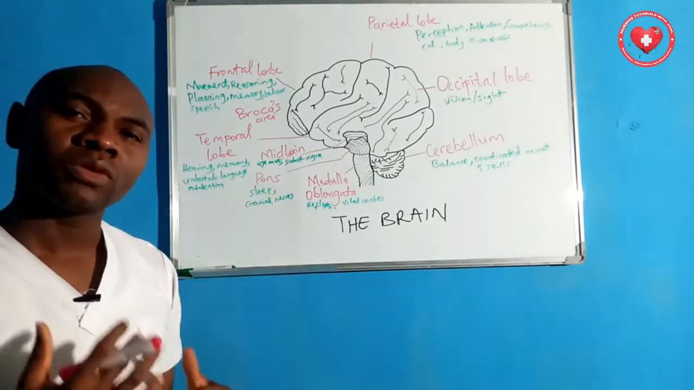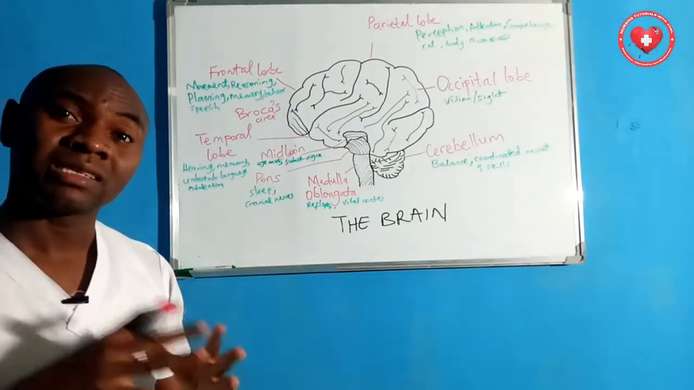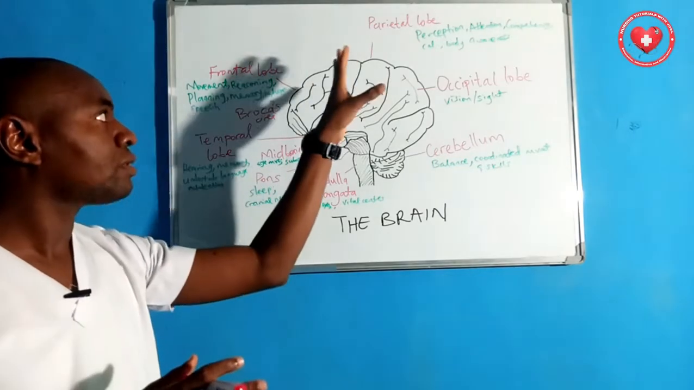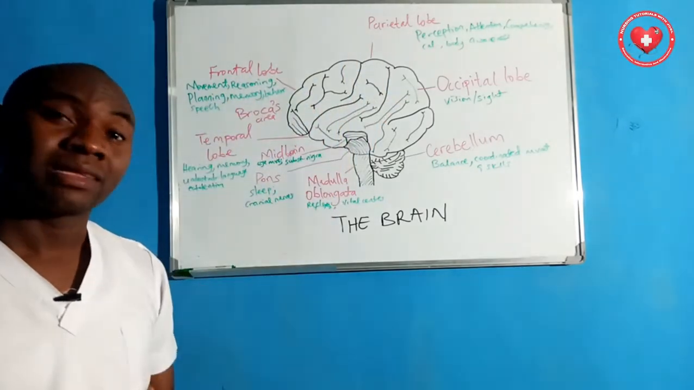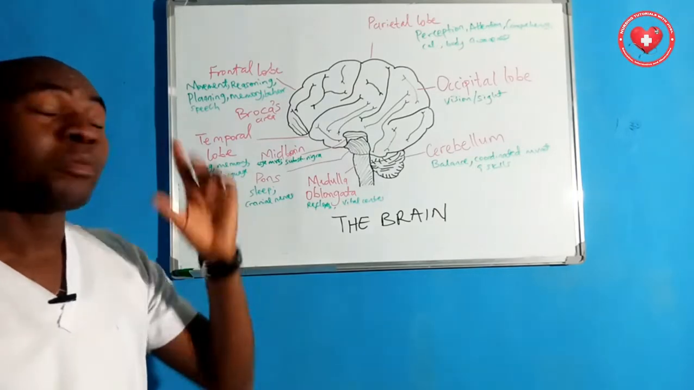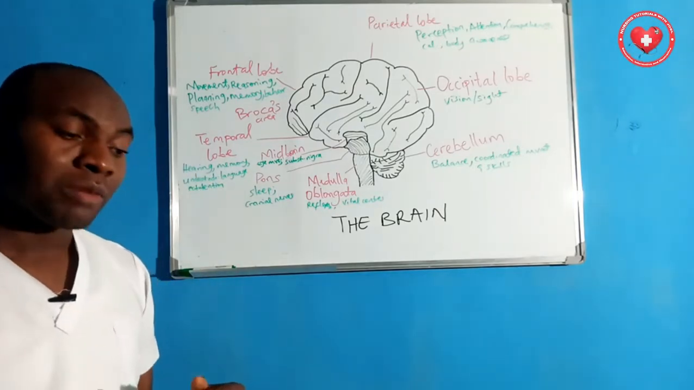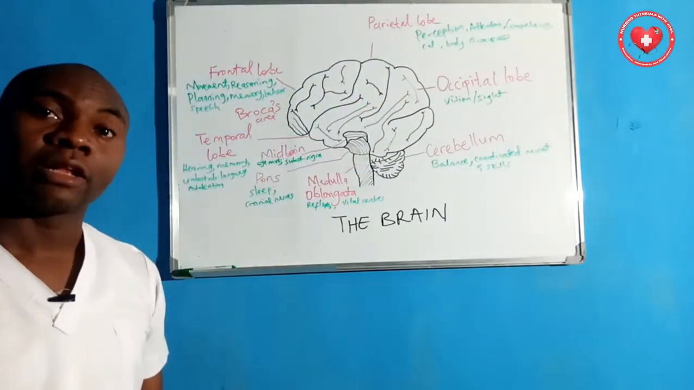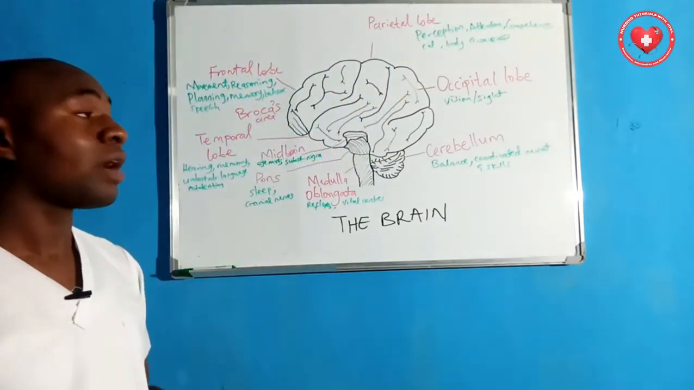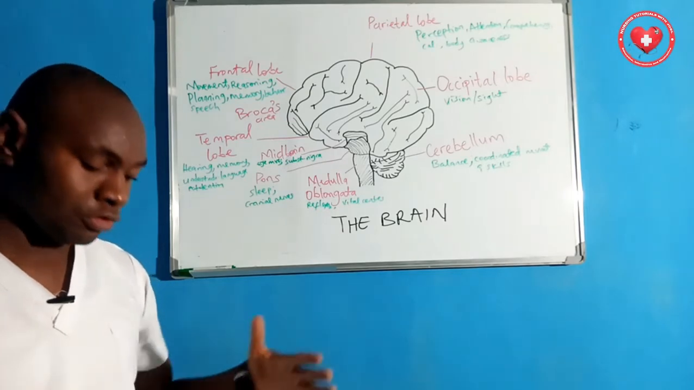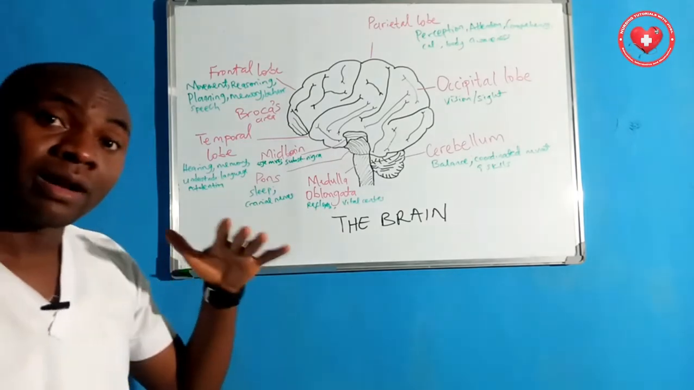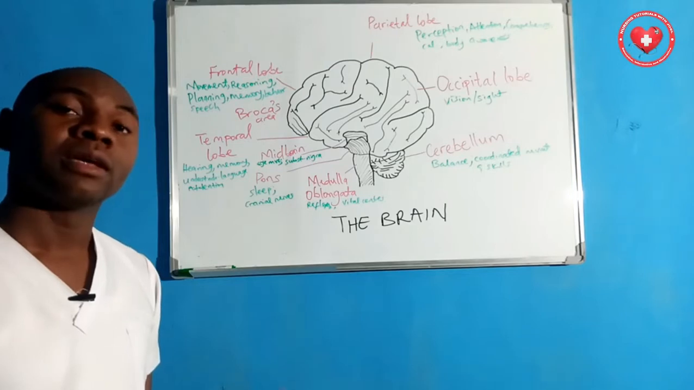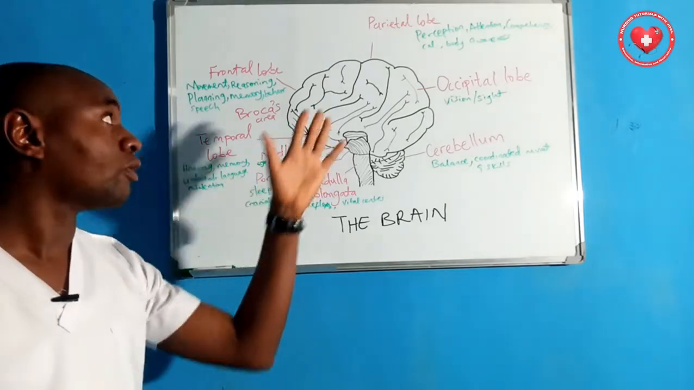Now, the parietal lobe is what helps us to calculate. Mathematical skills are built mainly in the parietal lobe. And comprehension, when we read, we're able to understand what we are reading as a result of the parietal lobe. Another thing is body awareness. That is knowing whether you are tilting to the right or tilting to the left. That is a function of the parietal lobe.